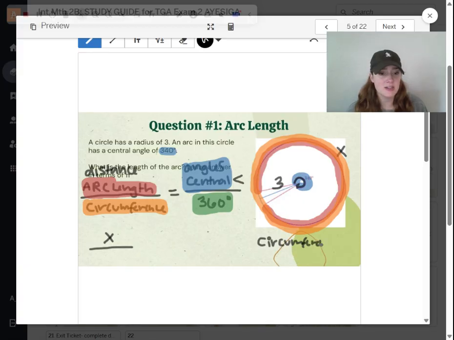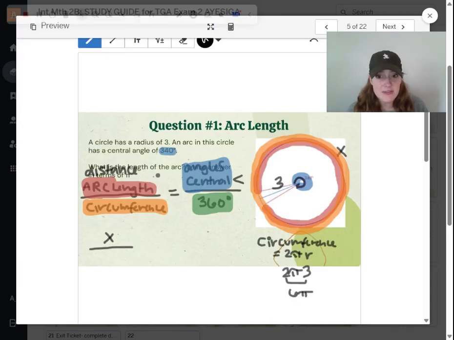Circumference is going to be, remember, 2 pi r. So 2 times pi times r. We have to think of what r means, right? What is r? Remember, r is our radius, and we did identify that as 3. So 2 pi 3, 2 times 3 is 6. We'll leave it in terms of pi for right now.